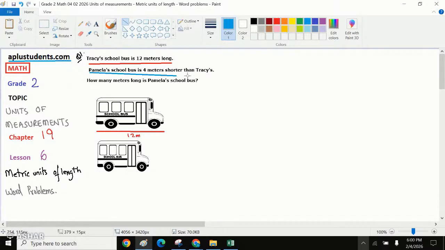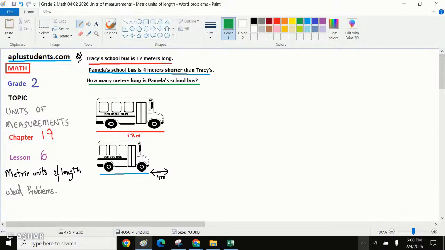Pamela's school bus. That is 4 meters shorter. That means the difference of the length of these two buses is 4 meters. This is given to us. Okay, the difference of the lengths is given to us. We need to find how many meters long is Pamela's school bus, right?